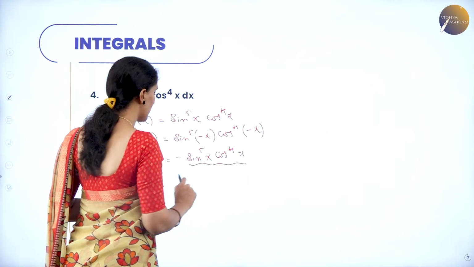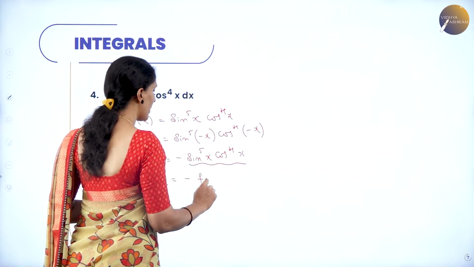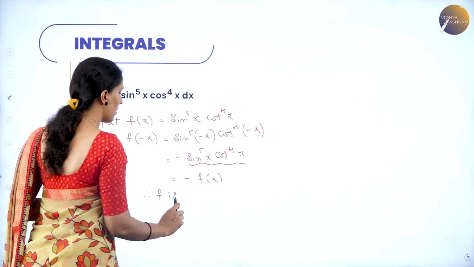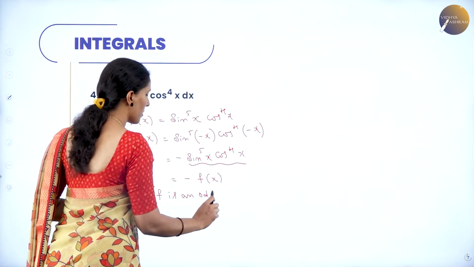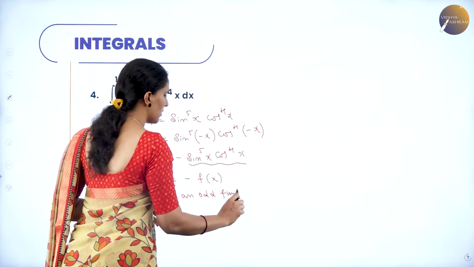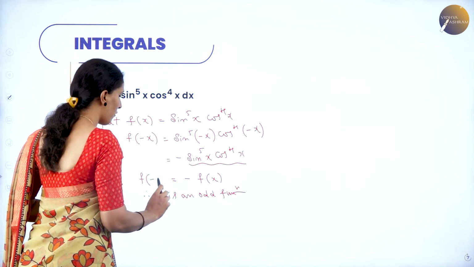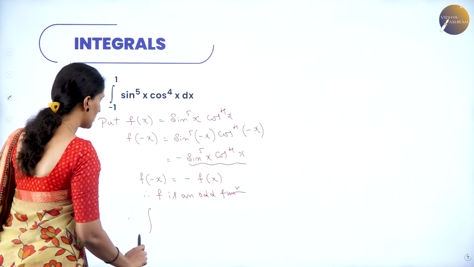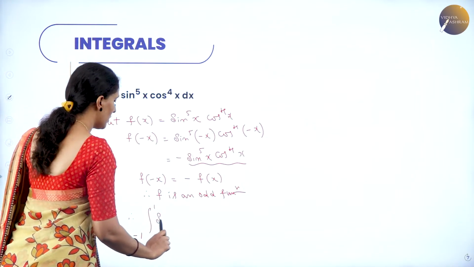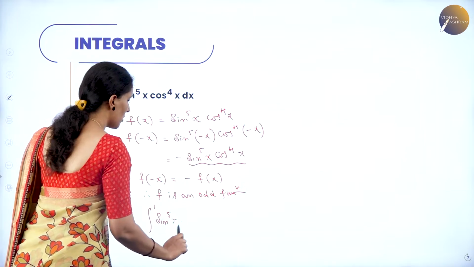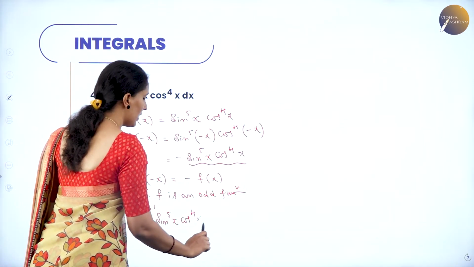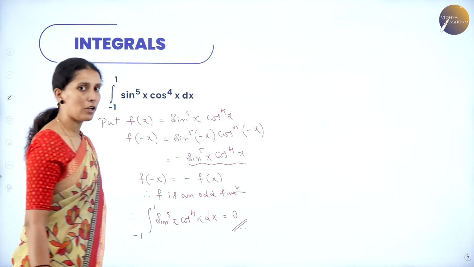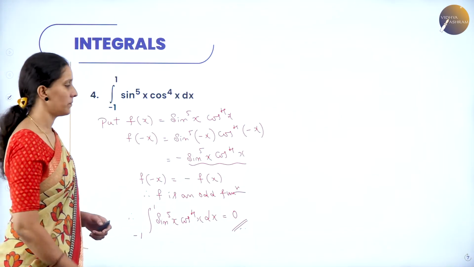Now this is f of x, so that becomes minus f of x. So again f is an odd function, because we got f of minus x is equal to minus f of x. So therefore the value of the integral from minus 1 to 1 of sine power 5x cos power 4x dx is 0. So the value of this integral is 0.